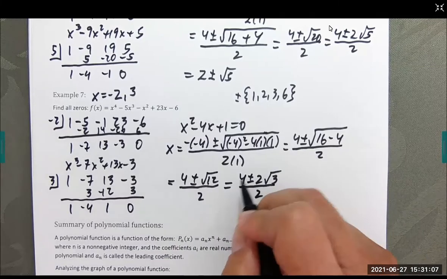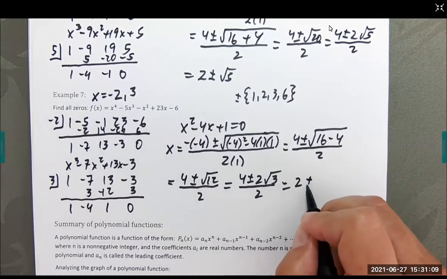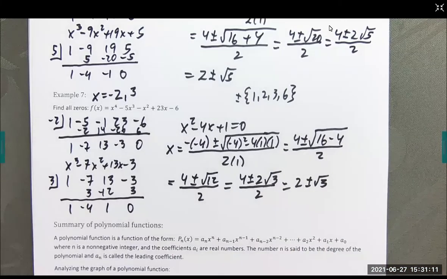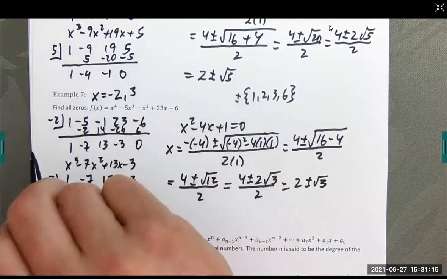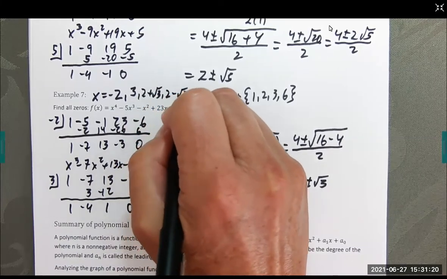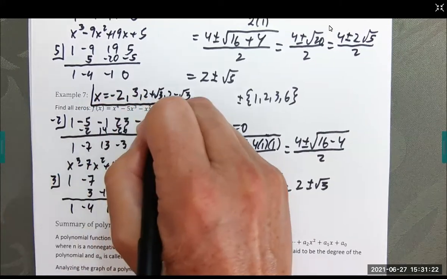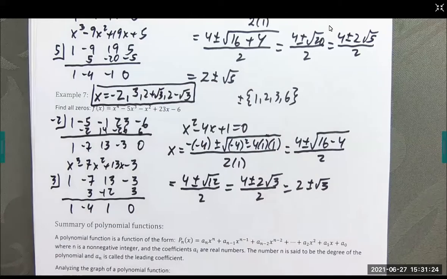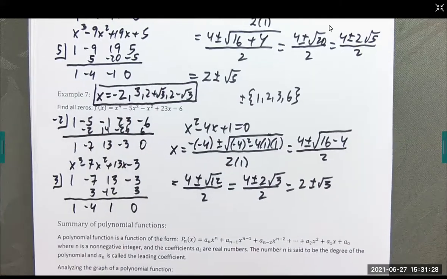Factor out a 2 and reduce it. I get 2 plus or minus root 3. So our solutions are -2, 3, 2 plus root 3, 2 minus root 3. There are our 4 solutions. And you get x to the 4th, possibility of 4 solutions.